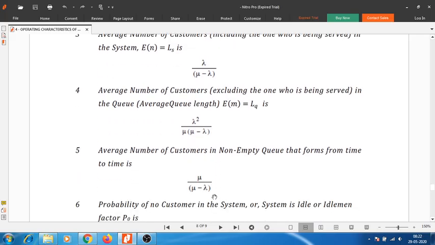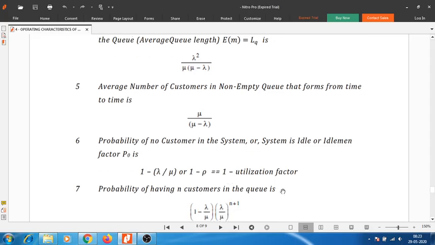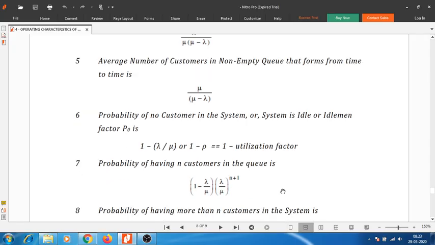Now, what is the average number of customers in a non-empty queue that forms from time to time? It is mu by (mu minus lambda). Similarly, the probability that there are no customers in the system, that is, the system is idle, is P naught. What is P naught here? 1 minus rho. What is 1 minus rho? 1 minus lambda by mu. Here lambda by mu is called the utilization factor. Sometimes you call it traffic intensity. So it is 1 minus utilization factor. Traffic intensity is sometimes called the utilization factor.